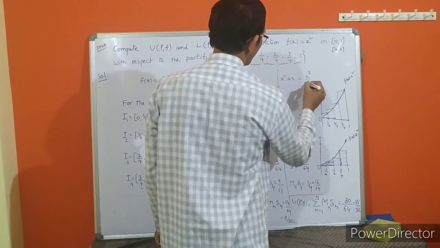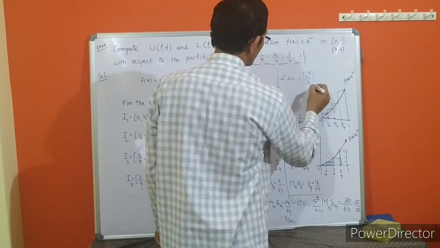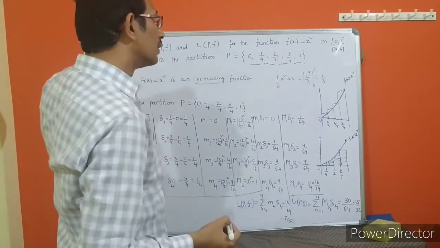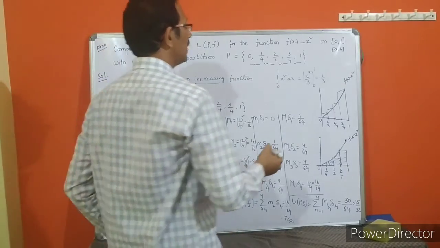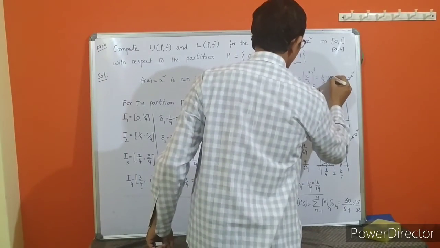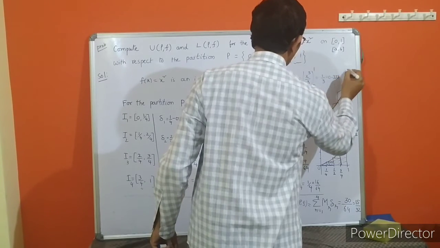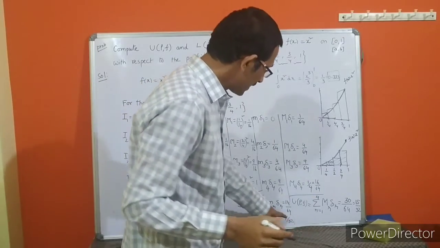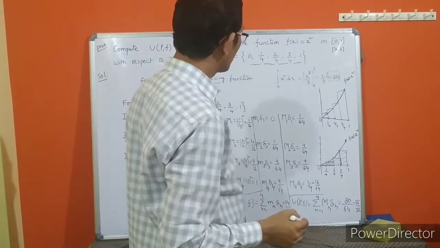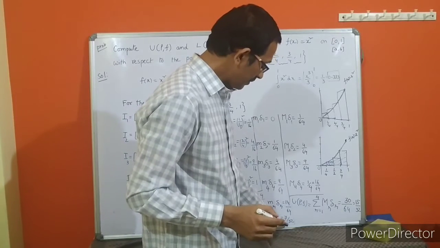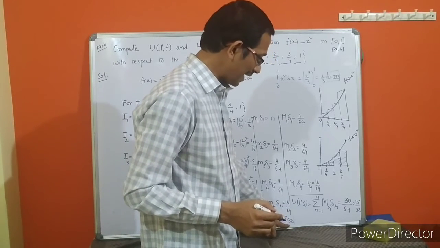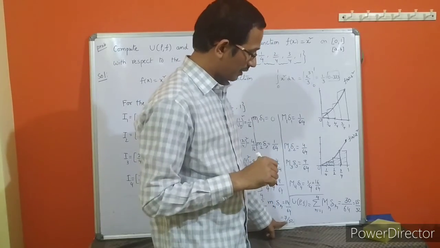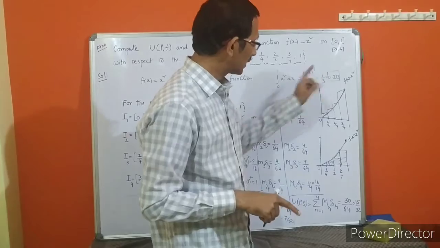This is x cube by 3, between 0 to 1. So that is nothing but 1 by 3, which is equal to 0.3333. So this is the original value, 0.33. So what is the value of 7 by 32? 1 by 3 means 7 by 21, so if it is 7 by 21, then it is 1 by 3. 7 by 32 means it is smaller than 1 by 3.